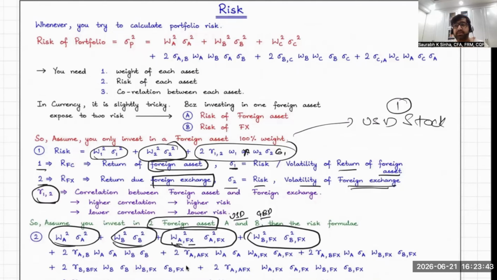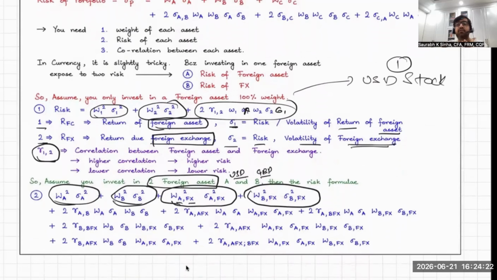But how many correlation terms? Because of four assets, there would be six correlation terms. First, the correlation between USD and GBP. The second is between USD asset and USD FX. The third is USD asset and GBP versus INR FX. So three because of this, this, and this. Then the correlation between the two. Then the correlation between this. So if you keep on writing, there would be in total six correlation terms.